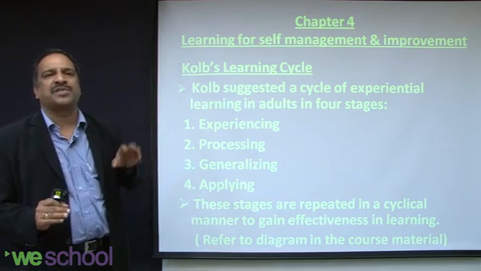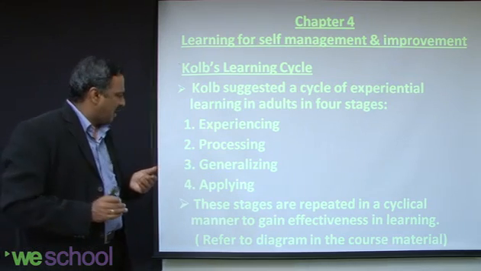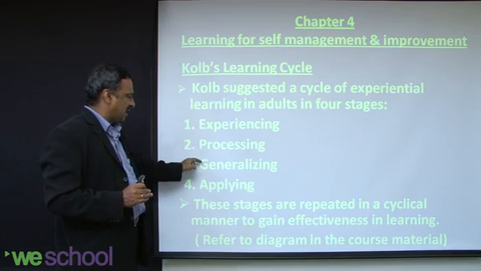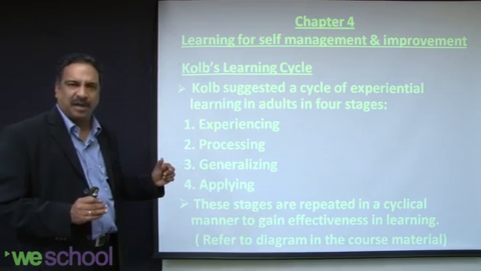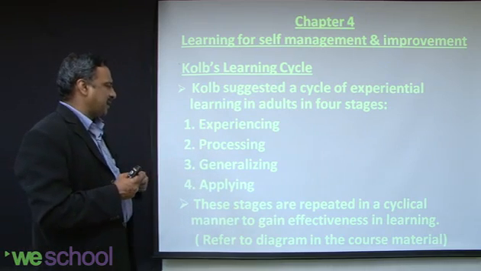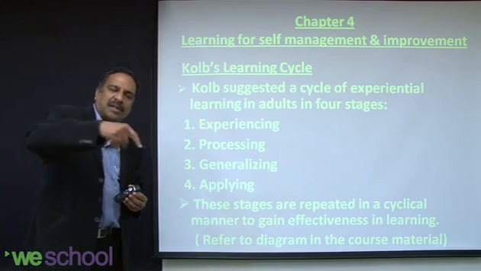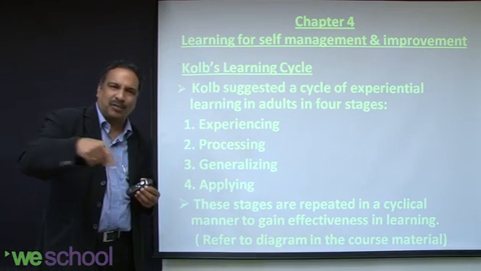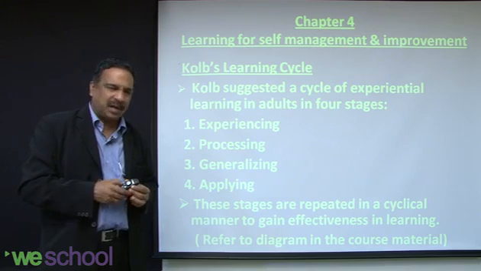It is similar to the 4 cycles which we talked about in the earlier slide. Almost similar, right? Now, this applying goes back to the new experiencing, new processing, new generalizing, and new reapplying. So this is a continuous process. Kolb learning cycle. These stages are repeated in a cyclical manner to gain effectiveness in learning. So this is also called a learning loop. I keep on learning, I keep on doing it again and again, all the 4. When I do that, you know what happens? There's an expertise that comes into you, right?